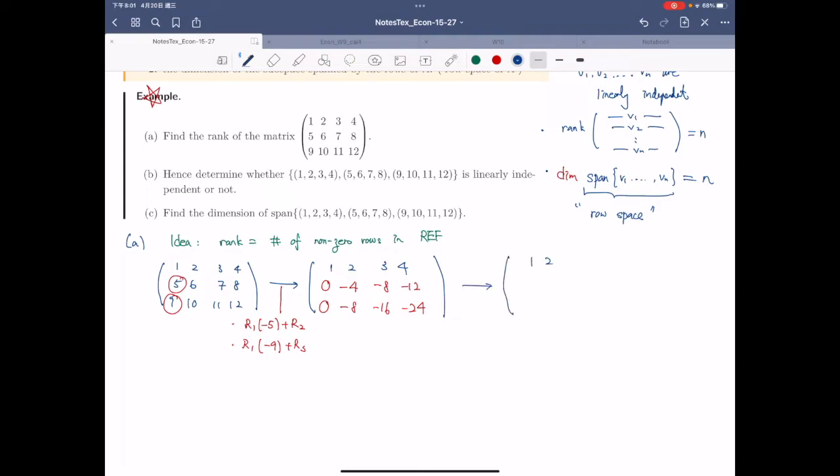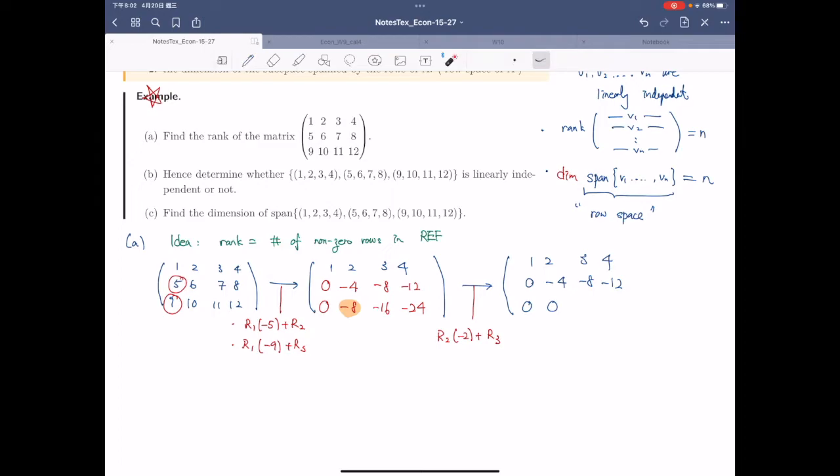Okay? And then 1, 2, 3, 4. The next entry that I want to kill here is this one here. Well, this one is easy to kill. Basically, what I do is multiply the second row by -2. Then I get 8 here. 8 plus -8 is 0. So what we're going to do here is multiply the second row by -2 and add it to the third row. So the second row is unchanged, and the third row, this times -2, 8, plus -8, 0.